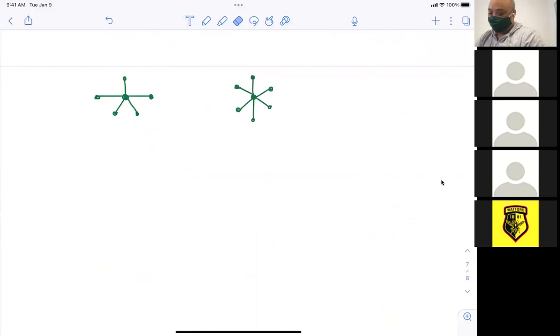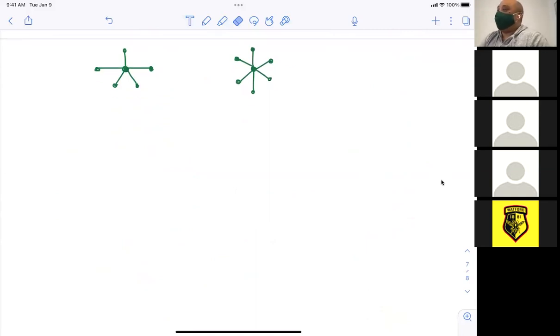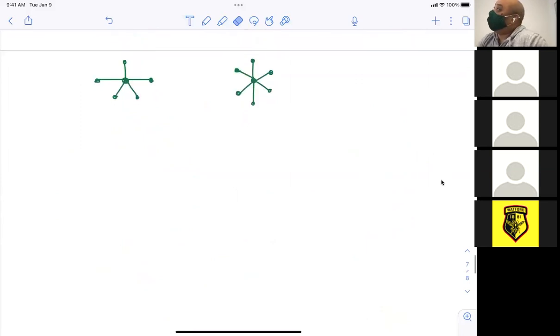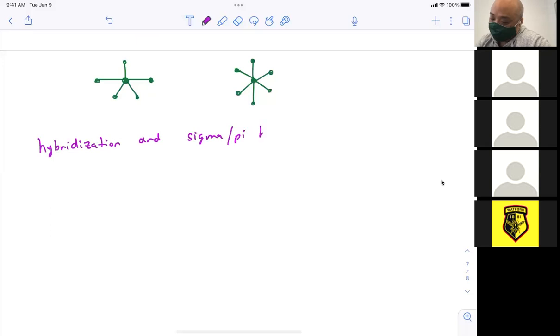Okay. Another thing with Lewis structures here. Okay, what order do I want to do this in? We'll save formal charge to the end. What I want to talk about next is hybridization and sigma pi bonding. With this, it's kind of twofold. Understanding sigma pi bonding allows you to figure out hybridization.